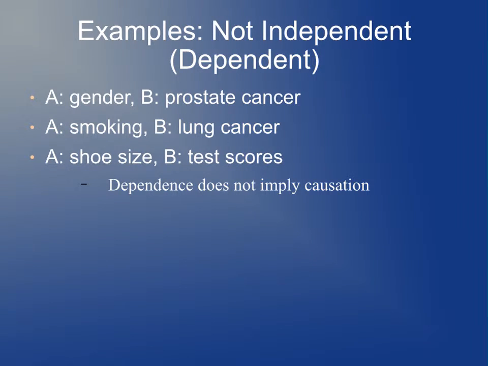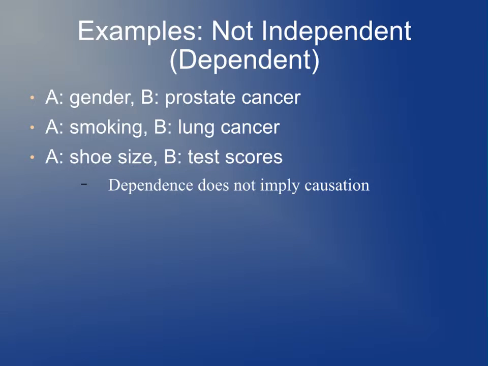So two examples of events that are not independent are, for example, gender and prostate cancer. It's safe to say that if you're female, the probability of prostate cancer is 0. Similarly, smoking and lung cancer are not independent: if you smoke, the probability of lung cancer is greatly increased. And if you remember the example I gave in the first lecture, children with larger feet tended to have higher test scores because both shoe size and test scores are associated with age. So in this particular case, shoe size and test scores are not independent.